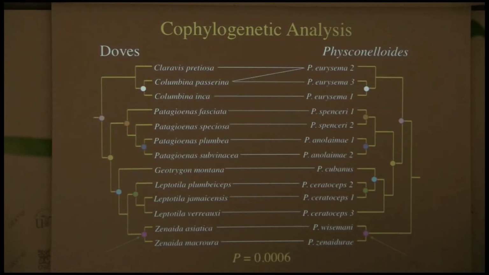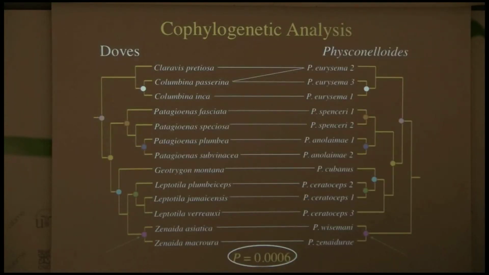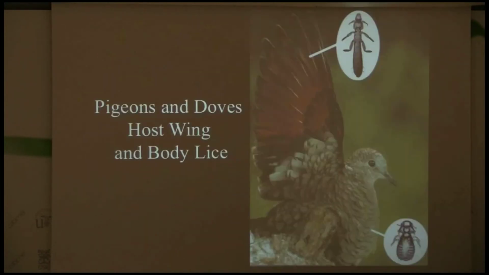So differences in dispersal ability correlate with differences in population structure, which influences host specificity, which in turn influences the degree of matching of host and parasite phylogenies. So pigeons and doves, as I mentioned, host both wing and body lice. Why do they have these two different groups of parasites?